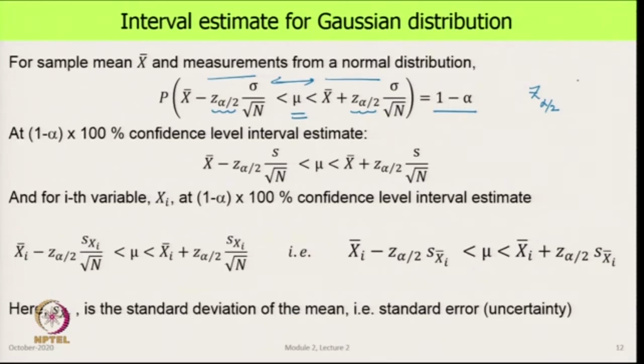We do not need to calculate it. There are tables, there are charts, there are programs, there are automatic functions in all the spreadsheets. So, we do not need to worry about it. So, we can get this correlation between alpha and Z alpha by 2, or 1 minus alpha and Z alpha by 2, from all these things. So, you specify one, the other is automatically known. So, that is the formula that we have from statistics, and we say that at 1 minus alpha into 100% confidence level, the interval estimate is x bar minus this times s by root n to x bar plus this times s by root n. S is the standard deviation of the sample.